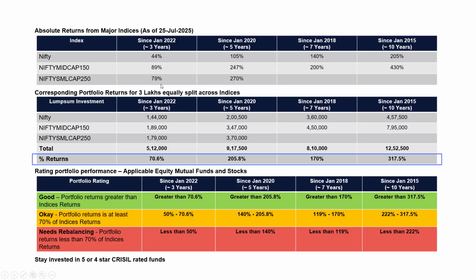Nifty Smallcap 250 has grown by 79% in the past 3 years and 270% in the past 5 years, and there is no data for this specific index before 2019, so these two are left blank. If you can see, all these key indices have grown a lot on a long-term basis. So this reflection would also be visible in all the mutual funds.